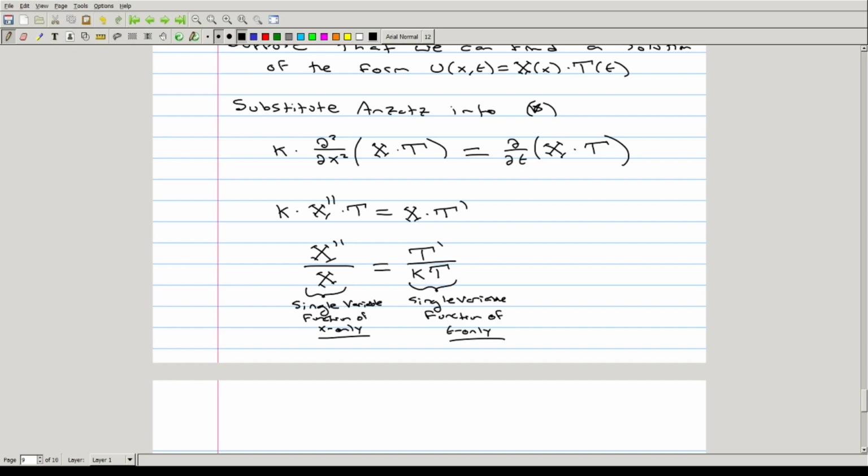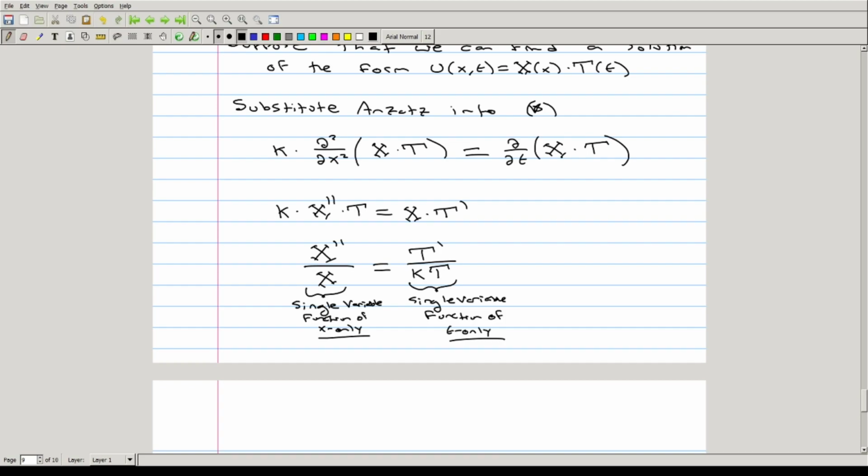And I want you to think for a little bit about what this implies, but what it implies is something very special. If you have a single variable function of x, specifically a ratio of two single variable functions of x, equal to a ratio of two single variable functions of t only, the only way of having this be true is if both ratios are equal to some constant value.